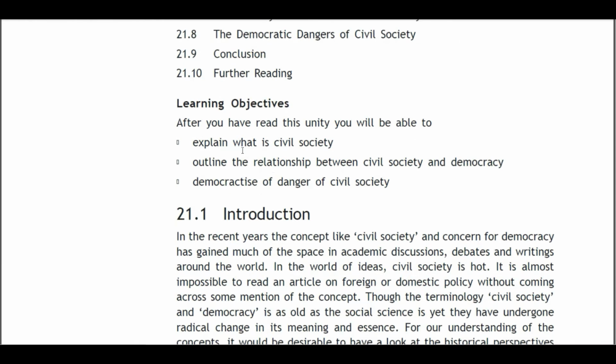Learning Objectives. After you have read this unit, you will be able to explain what is civil society, outline the relationship between civil society and democracy, and discuss the democratic dangers of civil society.